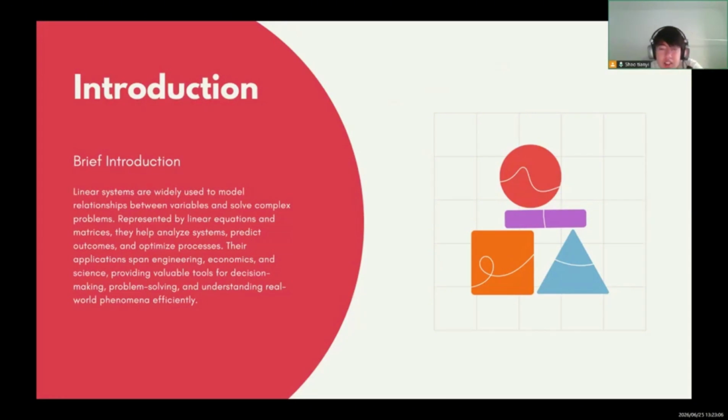A linear system consists of linear equations that describe the relationships between the different variables. Each equation represents a linear constraint on the variables, and the solution to the system represents the values of the variables that satisfy all the constraints simultaneously. These systems can be represented using matrix notation, where the coefficients of the variables and the constants are organized into vectors and matrices.